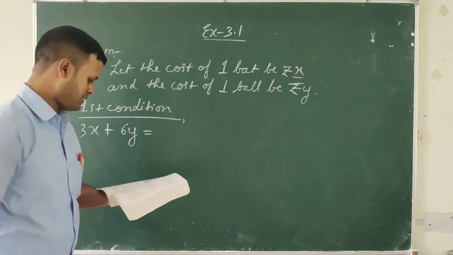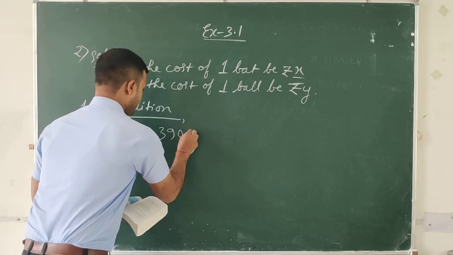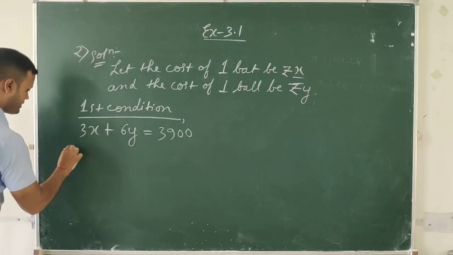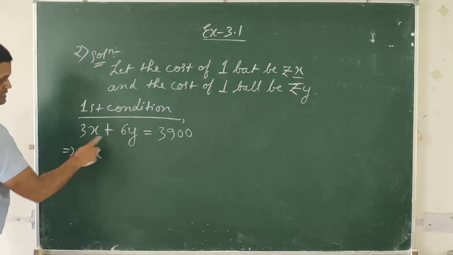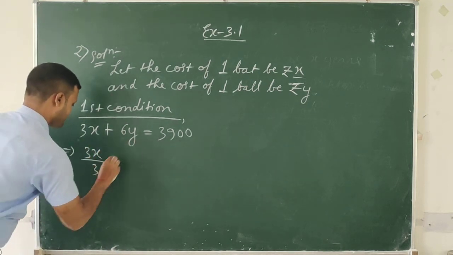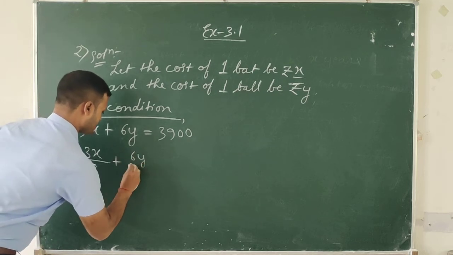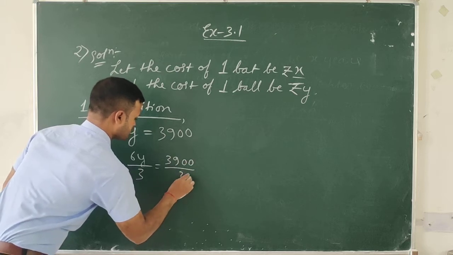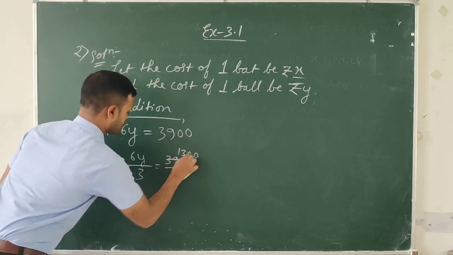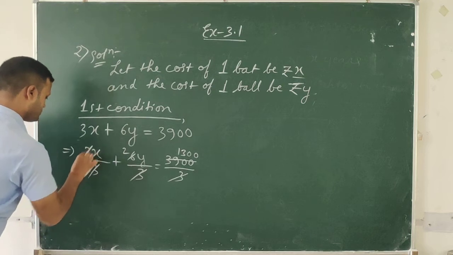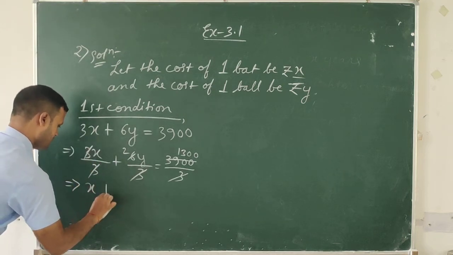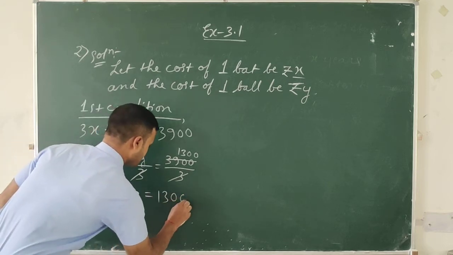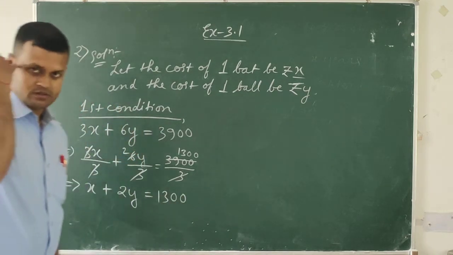And what is the total bill? 3,900. Understood? Now what we can do is divide both sides by 3. You see, all the numbers 3, 6, 3,900 are divisible by 3. So divide by 3 on both sides. Easily, x plus 2y is equal to 1,300. This is one equation.